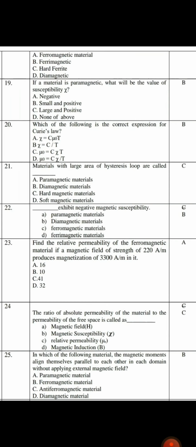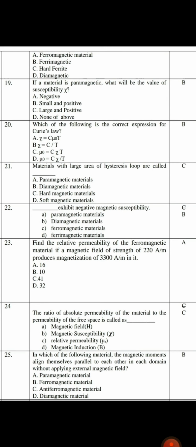19. If a material is paramagnetic, what will be the value of susceptibility? Option A, negative. Option B, small and positive. Option C, large and positive. Option D, none of the above. So the correct option is option B, that is small and positive.